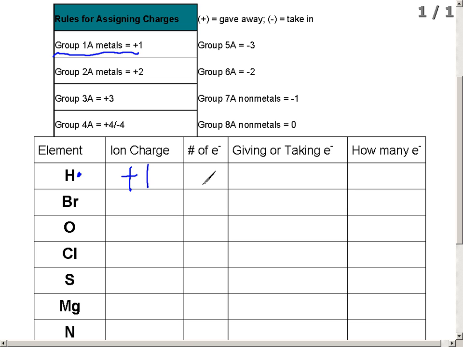That means its total number of electrons, remember hydrogen normally has 1 electron, but it gave it away. If it's a positive ion, it gave it away. So now it has no electrons because it's giving electrons. How many electrons did it give? 1. It gave away 1 electron.